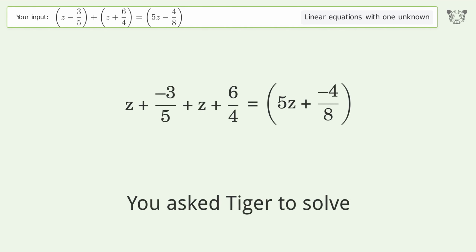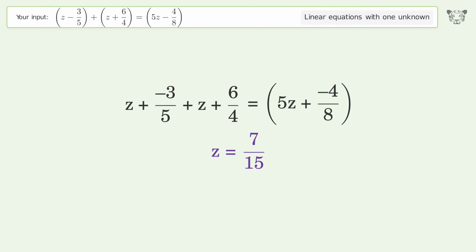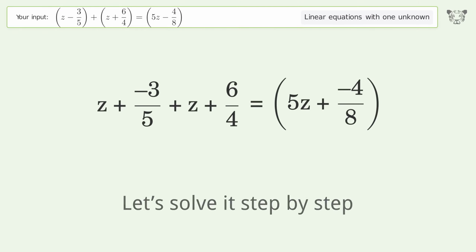You asked to solve this, which deals with linear equations with one unknown. The final result is z equals 7/15. Let's solve it step by step.